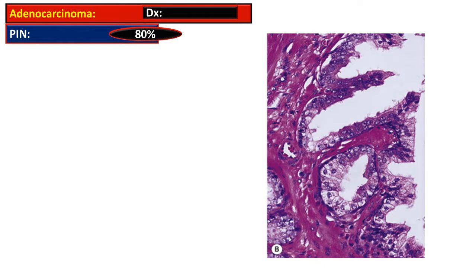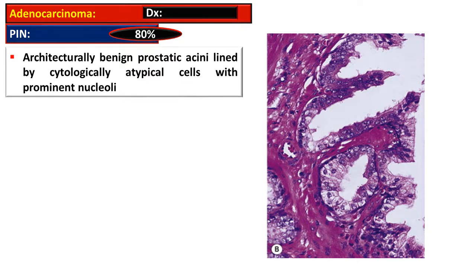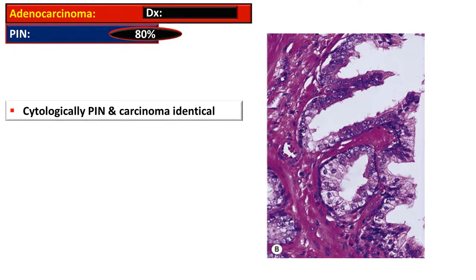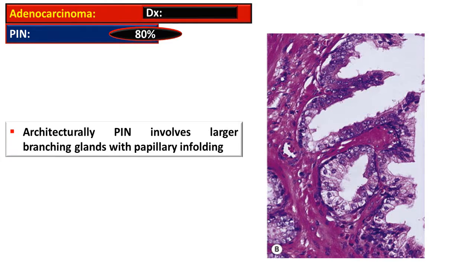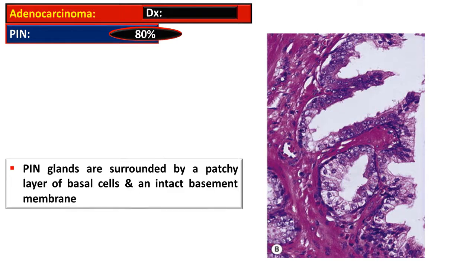Prostatic intraepithelial neoplasia is present in about 80% of the cases that have been removed for prostatic adenocarcinoma. They are actually present in architecturally benign prostatic acini that are lined by cytologically atypical cells with prominent nucleoli. The cytology of this PIN and carcinoma are identical. All the cytological features are identical, but architecturally the acini of the gland are more toward benign. The PIN involves larger branching glands with papillary enfolding, and the basal layer in this PIN is patchy. It is absent in segments, but the basement membrane is intact.